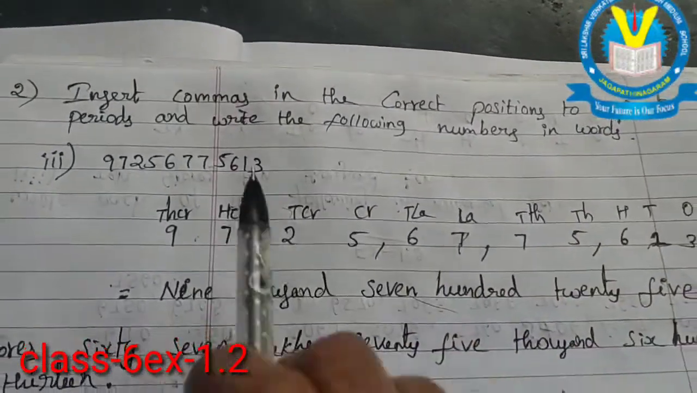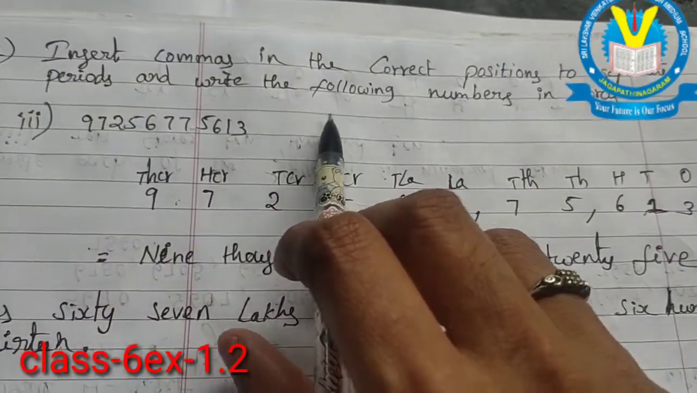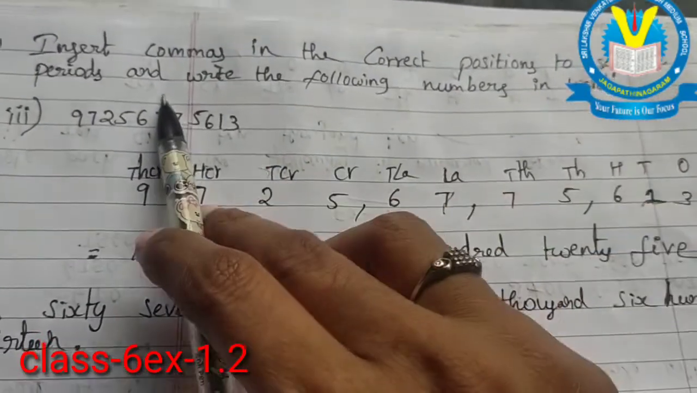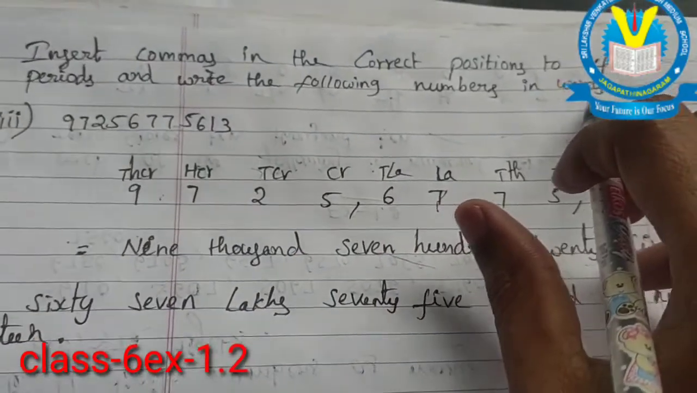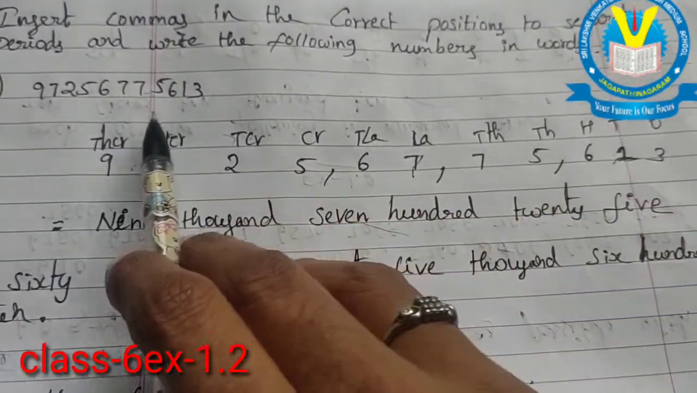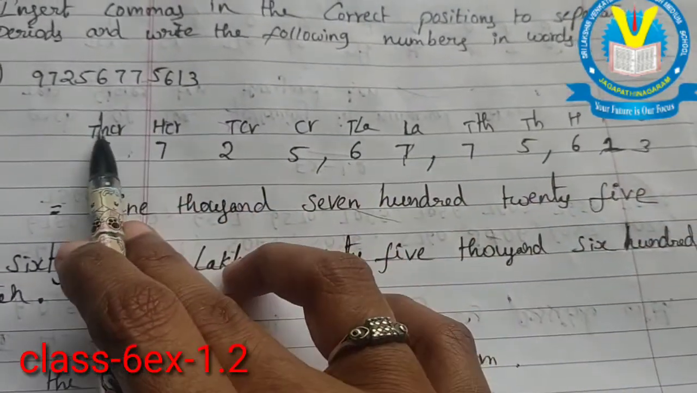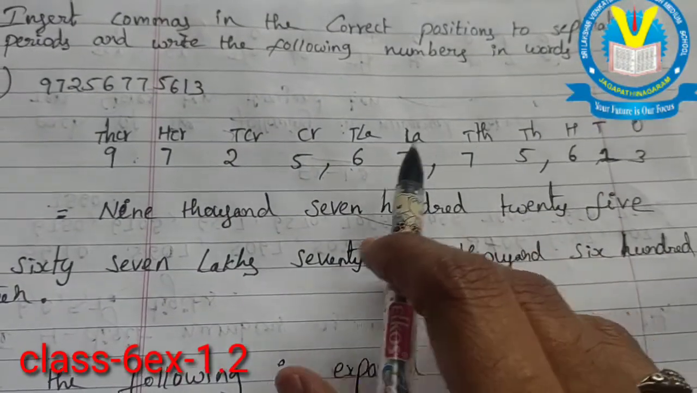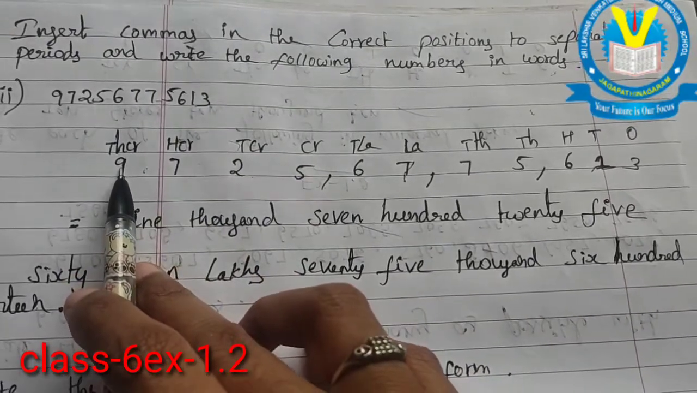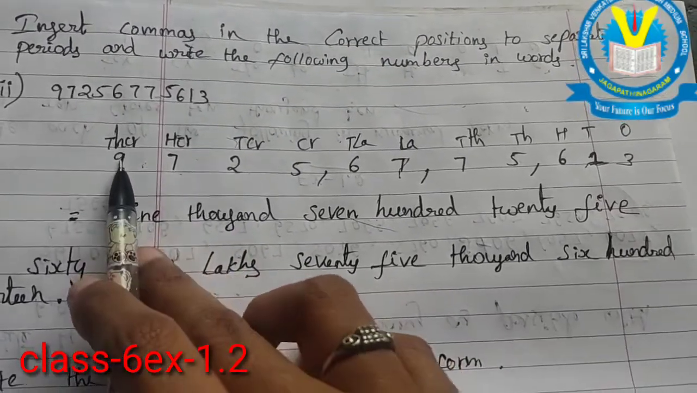Insert commas in the correct positions to separate periods and write the following numbers in words. First you have to write the number with a finger gap, write the places below it, and put the commas. Here this is the number and these are the places: ones, tens, hundreds, thousand, 10,000, lakhs, 10 lakhs, crores, 10 crores, 100 crores, 1,000 crores. Okay children, crores and 10 crores you already know, but here 100 crores and 1000 crores are also there.